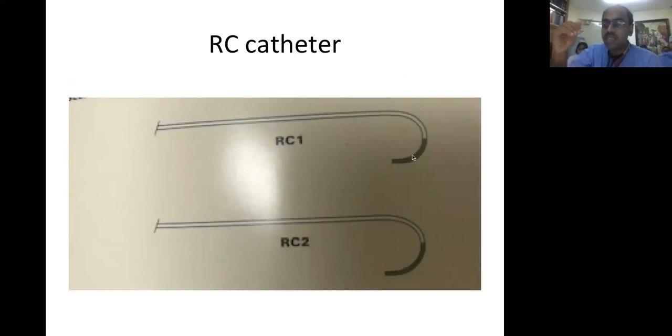In tetralogy of Fallot with pulmonary atresia, the ductus will be arising from the under surface of the aortic arch. All the catheters that go into the aortic arch will be facing towards the ascending aorta, so they will not turn and they will not enter into the ductus. So the RC1 and RC2 are curves that will go and enter into the ductus. That is the reason why I want you to remember this RC1 and RC2.